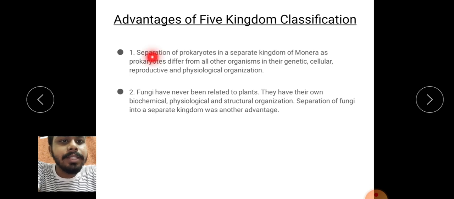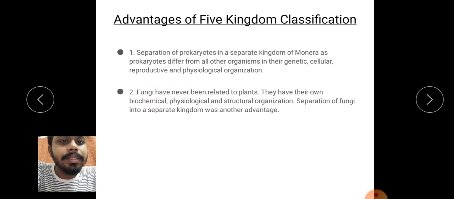The first is the separation of prokaryotes into a separate kingdom, Monera. Previously all the prokaryotes, and also unicellulars and multicellulars, were present in Protista. But in this five kingdom classification, all the prokaryotes are separated into the kingdom Monera, as prokaryotes differ from all other organisms in their genetic, cellular, reproductive and physiological organization. Okay, so this is the advantage.